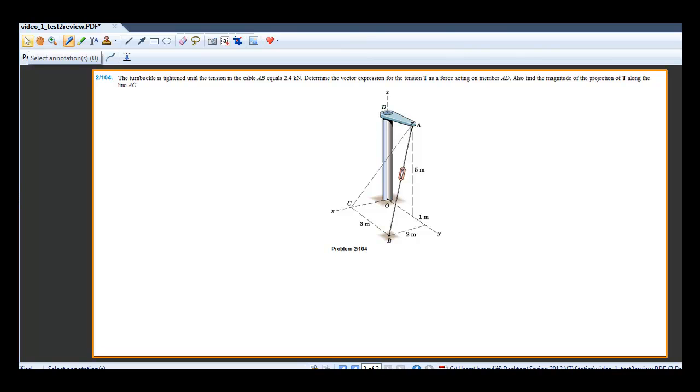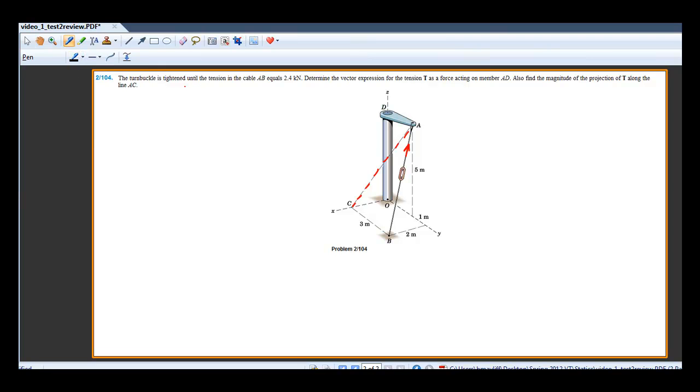This is force systems in a three-dimensional problem. We have tension equal to 2.4 kilonewtons on AB, so I'll add that to the free-body diagram. They want this tension as a vector expression, so that means in i, j, and k. They also want the projection of T along the line AC, right along here, so you project it across that. So how do we do this?